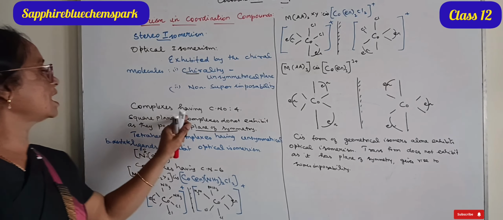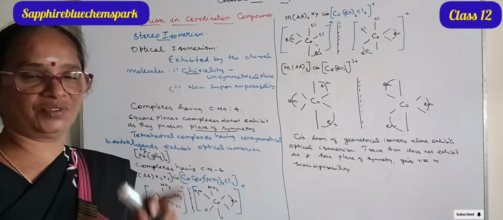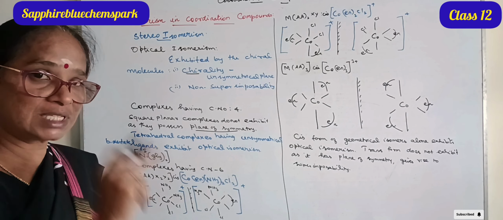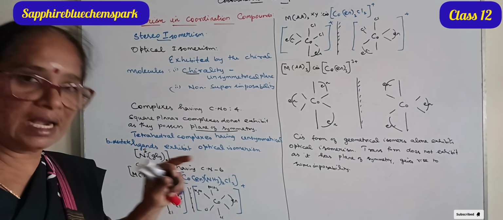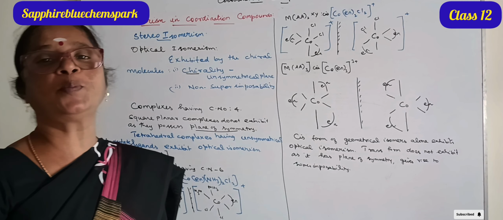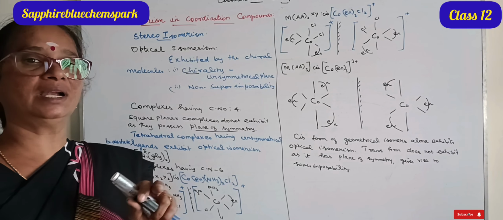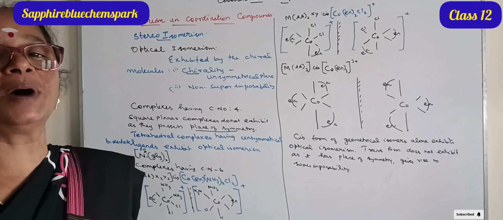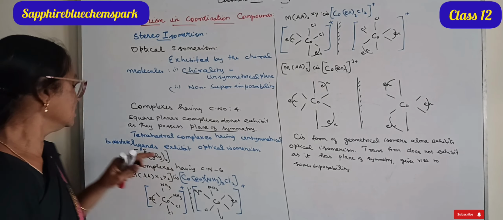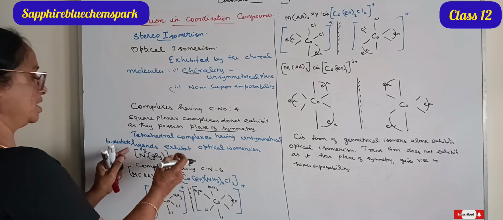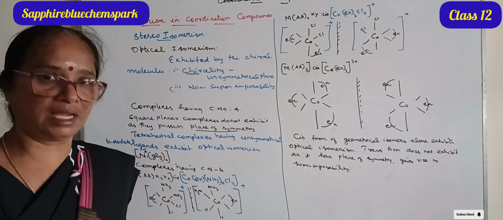The complexes having coordination number 4 with square planar geometry possess a plane of symmetry, and hence square planar complexes do not show optical isomerism. But the tetrahedral complexes with an unsymmetric bidentate ligand like glycinato exhibit optical isomerism. This alone is the exceptional case.